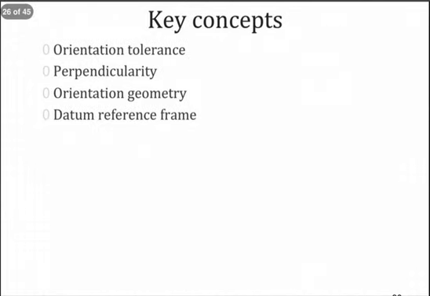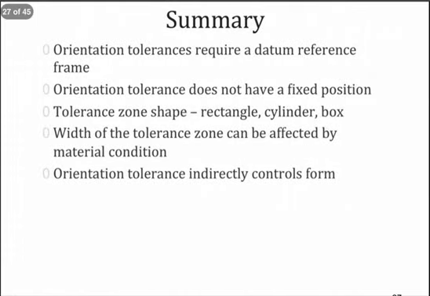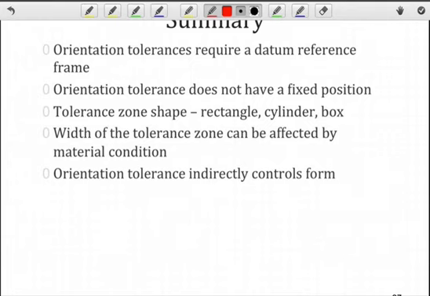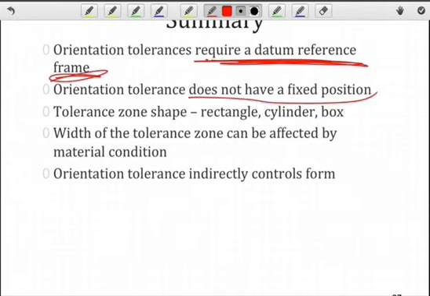So at this point, you should understand the concept of orientation tolerance, specifically perpendicularity, and how to orient that tolerance zone so you can say something about the geometry that we're trying to control. And finally, you have to have a datum reference frame. If the datum reference frame is missing, then that's a problem that needs to be resolved. So we've got this requirement. If I'm going to have an orientation tolerance, you must have a datum reference frame. There is no fixed position for that datum reference frame because we're not trying to control position, and therefore it can move anywhere as long as we can contain the geometry.